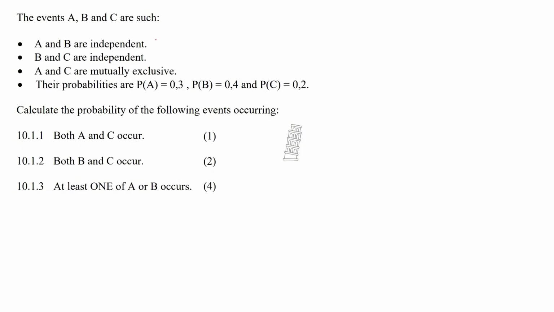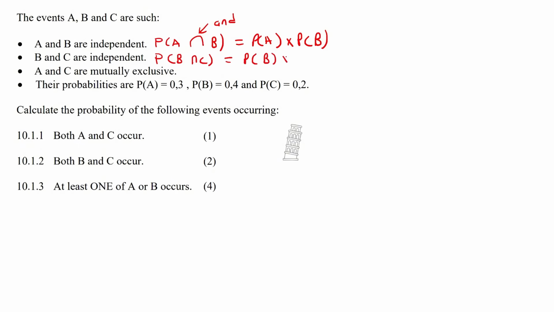The events A, B, and C are such that A and B are independent. When A and B are independent, it means that the independent formula can be used. This formula can be used when two events are independent. You might use it like this. Just remember that this means and. Now B and C are also independent, so we can use the same formula for them. I don't even know if we're going to have to use the formula. I'm just writing things down.